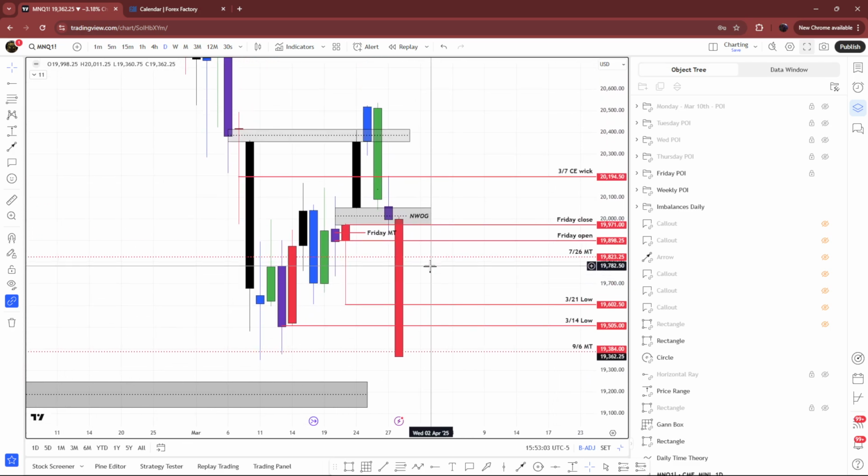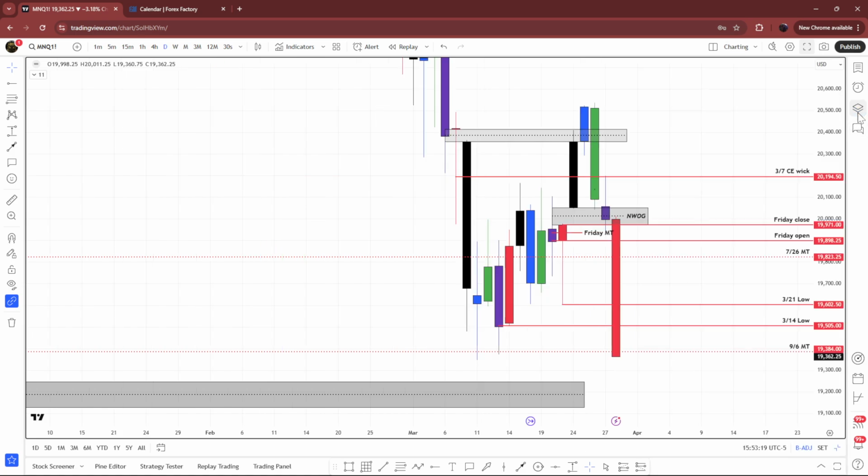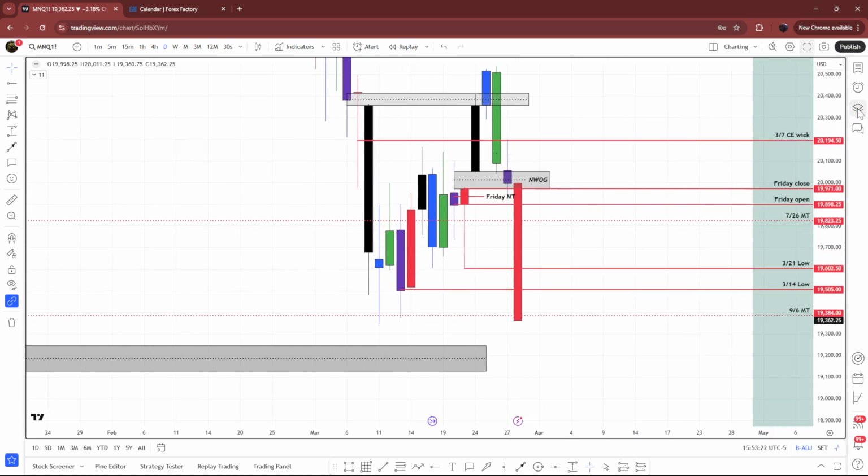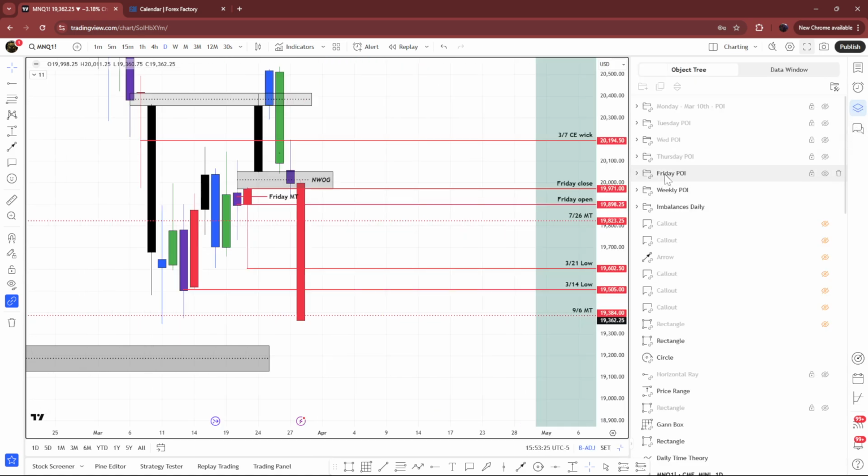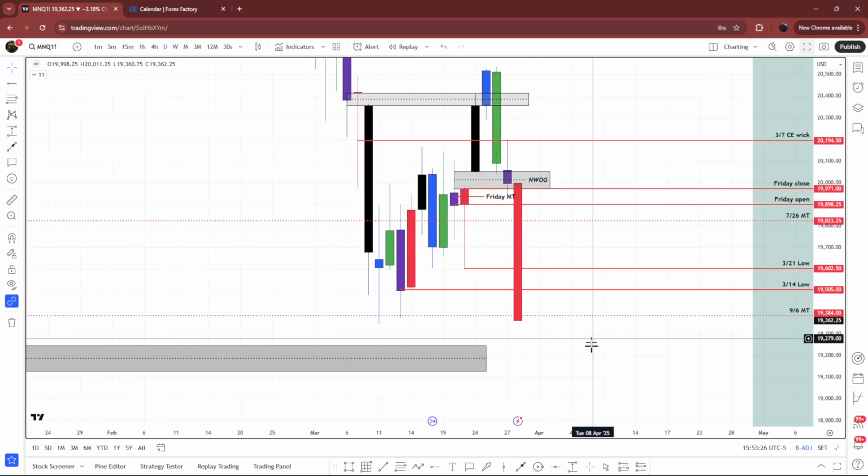Okay, so when we get setups like this, we want to expect big movement on these days that are going to move through balanced areas in the direction of order flow. I'll leave these on for now.